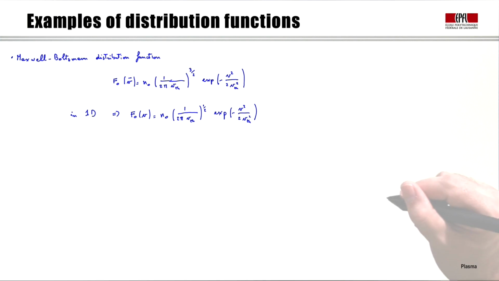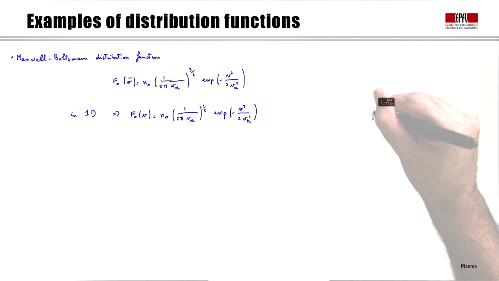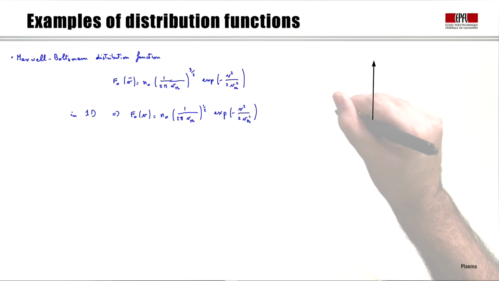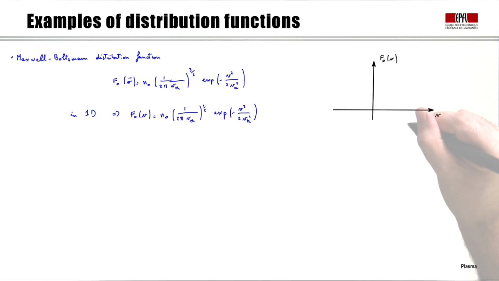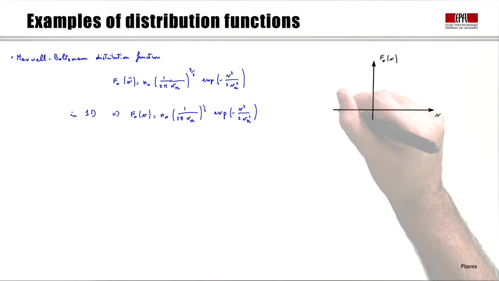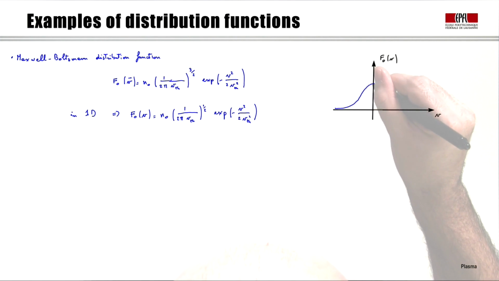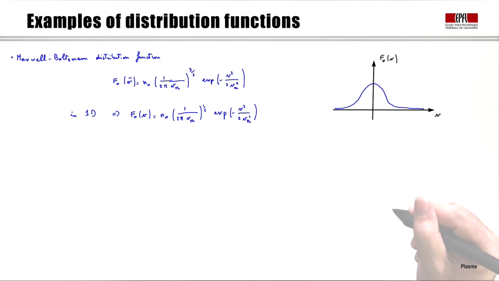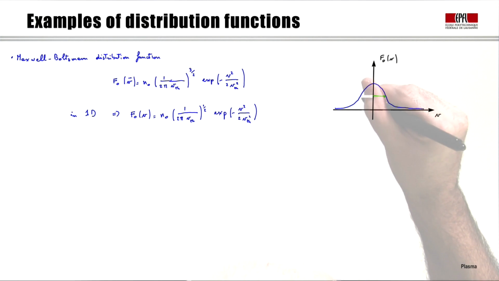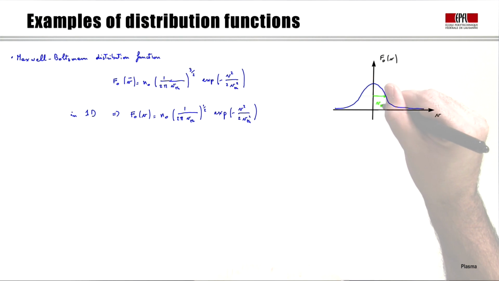We can draw this distribution function, for the one-dimensional case, as a function of the velocity. And what we have is a curve that peaks at v equal to 0. The spreading of this curve is given by v_thermal.